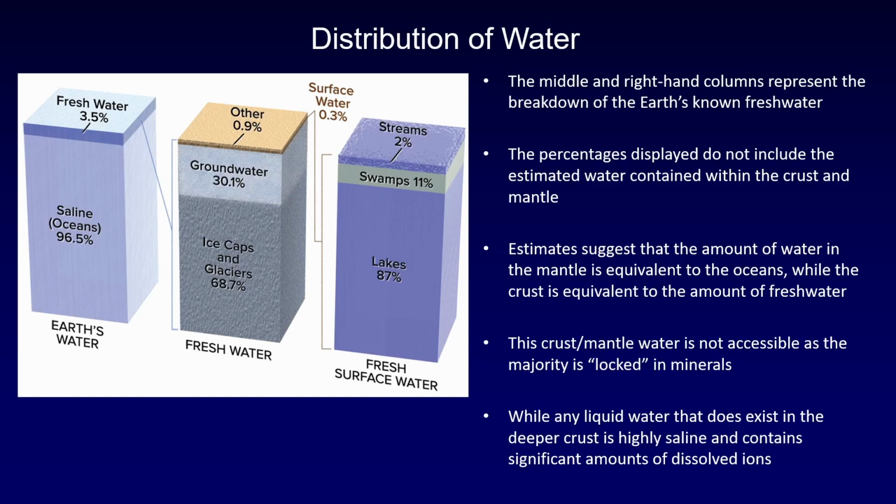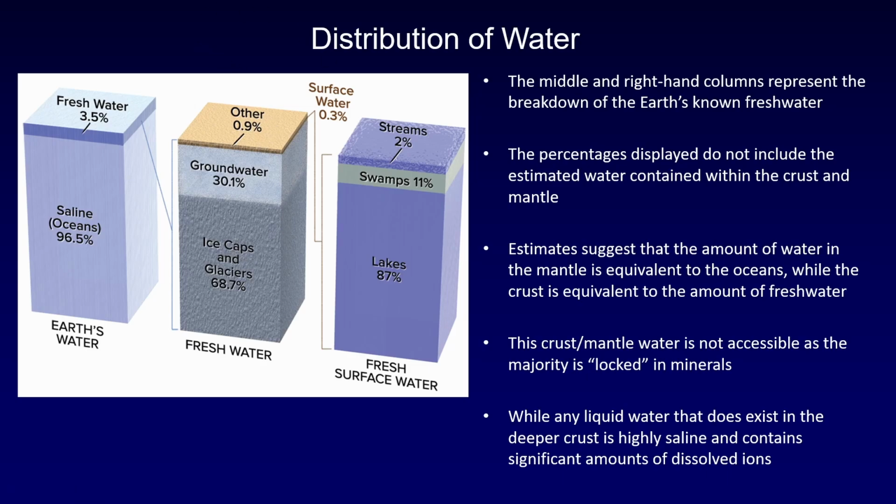Okay, so this diagram here helps to summarize what we were talking about. As you can see, in terms of the Earth's total water, we have about 96.5% in the oceans and about 3.5% as fresh water. Now, in terms of the fresh water, the breakdown is we have about 85.5% in ice caps and glaciers, 30% in groundwater, and we have about 1% in other sources. And in terms of these other sources, we are looking at streams, swamps, and lakes as the primary host for that remaining 1% of fresh water.